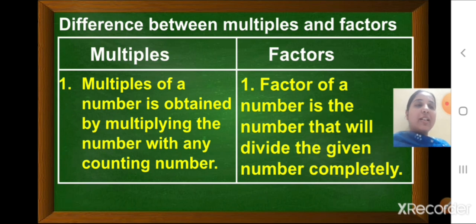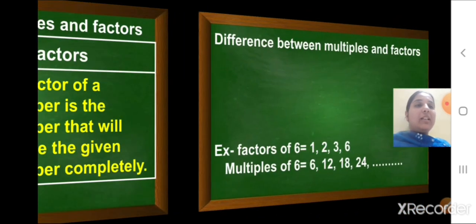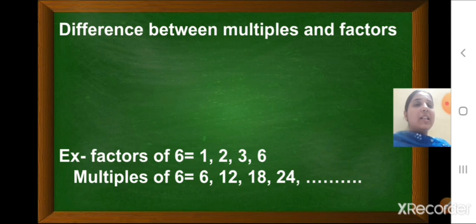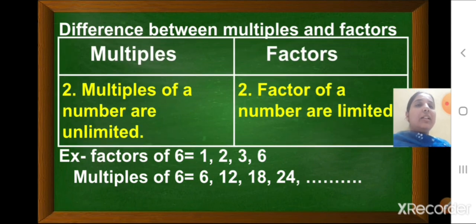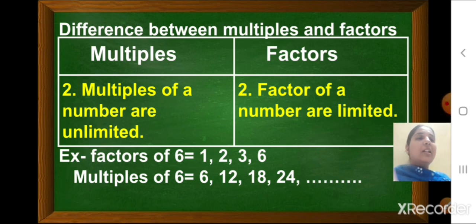That also we have discussed. Then the second difference is that multiples of a number are unlimited. Okay, multiples of a number are unlimited, whereas factors of a number are limited.